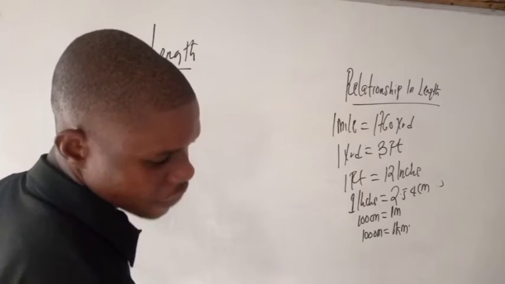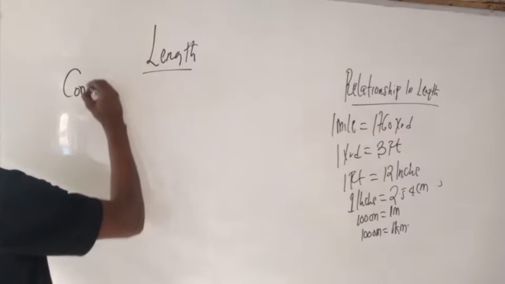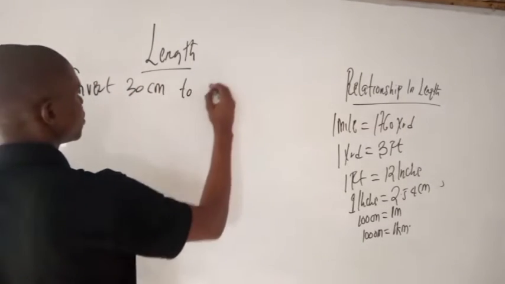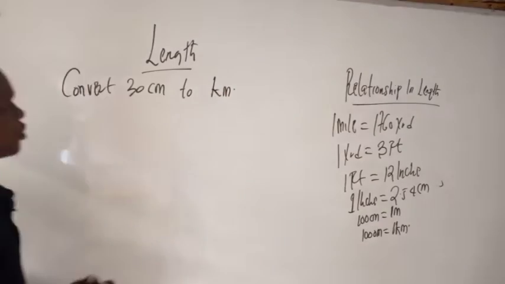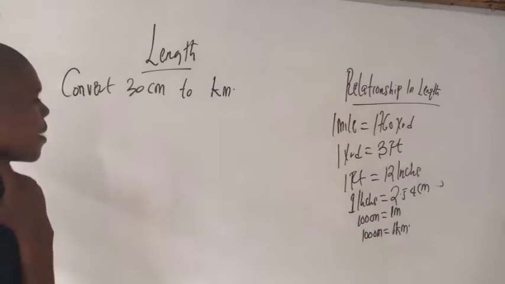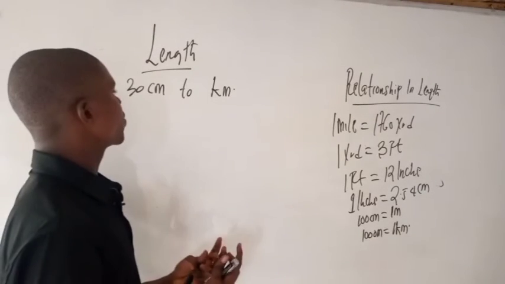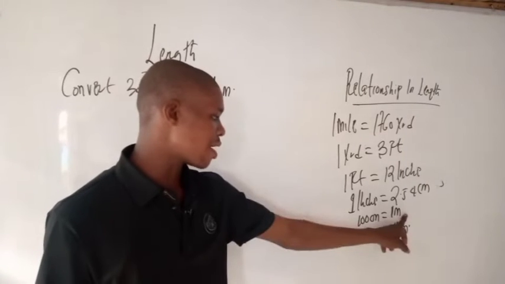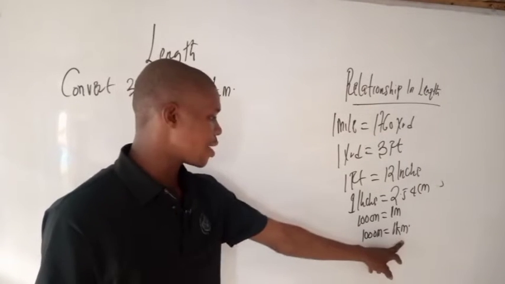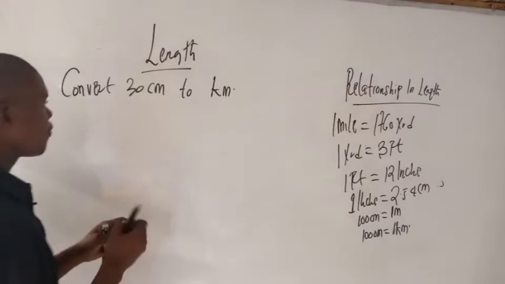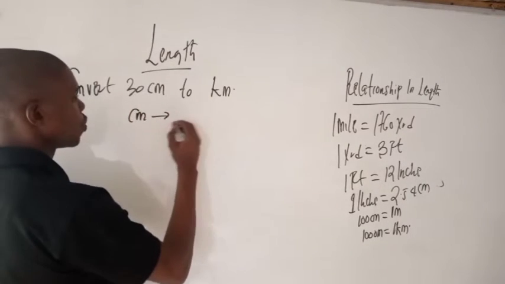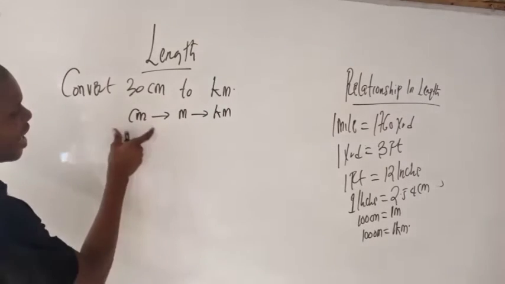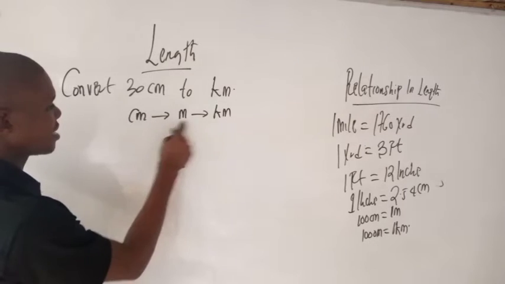So now let's take the first question. If you are given: convert 30 centimeters to kilometers. Remember, I don't know the relationship between centimeter and kilometer. I only know that from centimeter I can move to meter, and from meter I can move to kilometer. So I move from centimeter to meter before I get to kilometer.